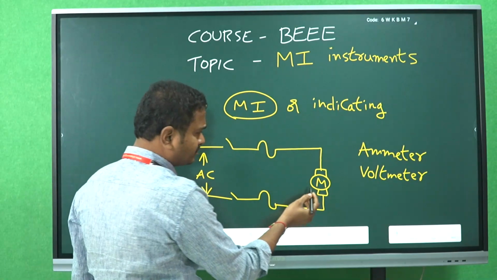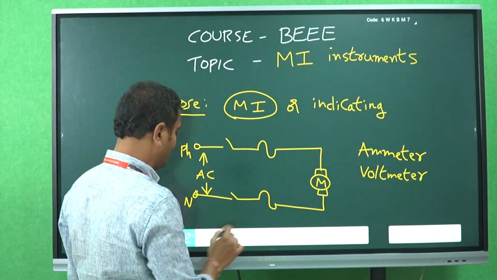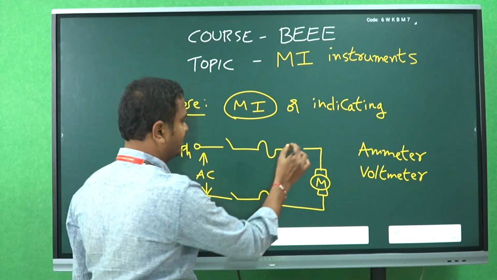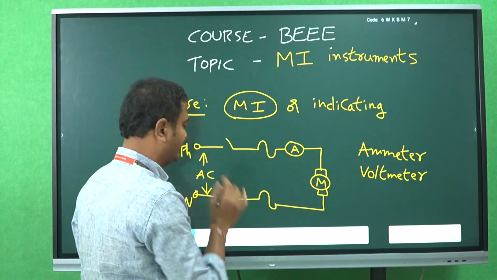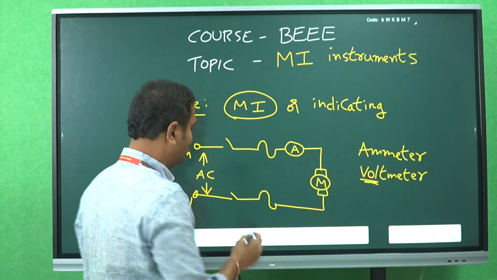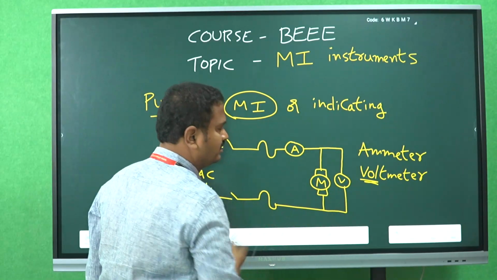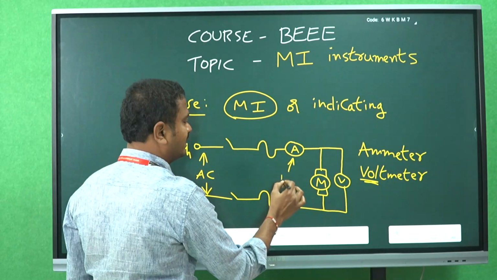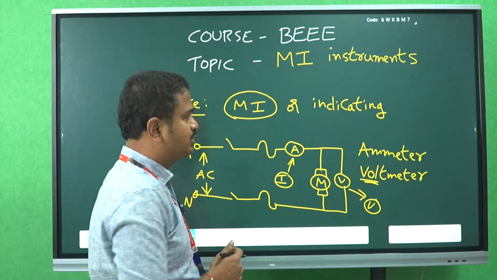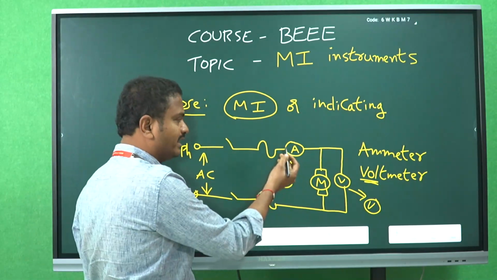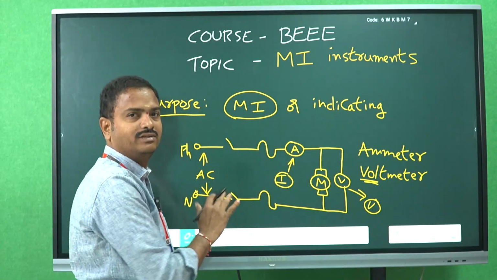Clear? So if we want to measure the current through the motor, then we have to connect the ammeter in series with the motor. Then if we want to connect a voltmeter, we have to connect it across the motor. This ammeter measures the current value, and this voltmeter measures the voltage value. So indicating instruments measure the instantaneous current and voltage values in a circuit whenever these two instruments are connected in the circuit. Clear?